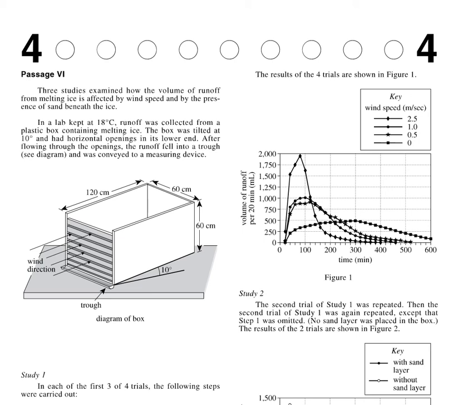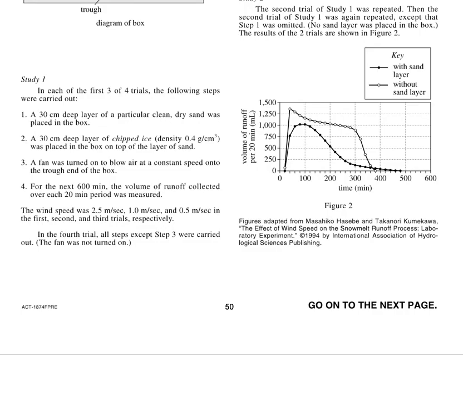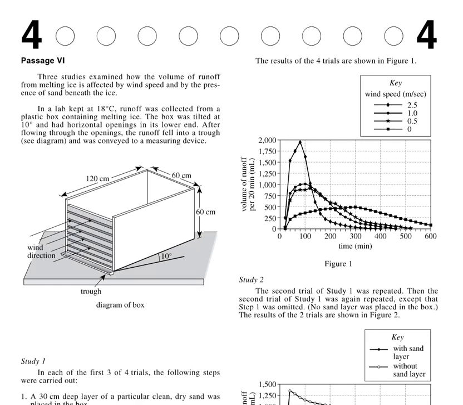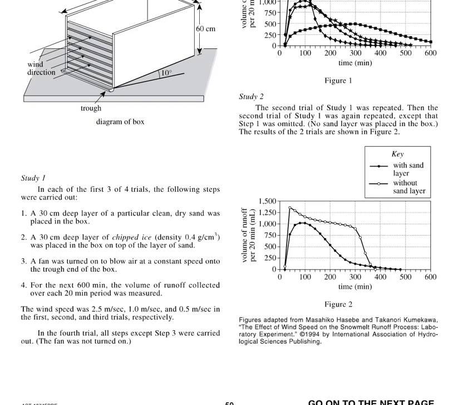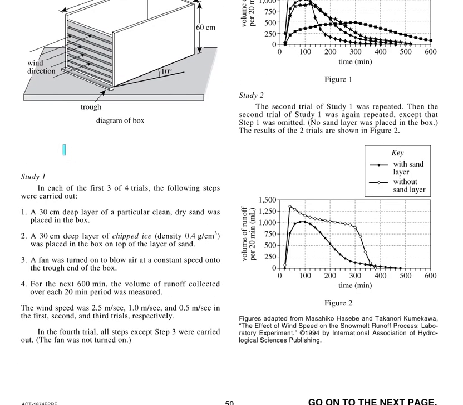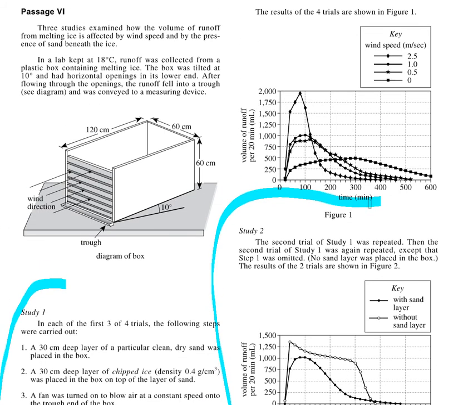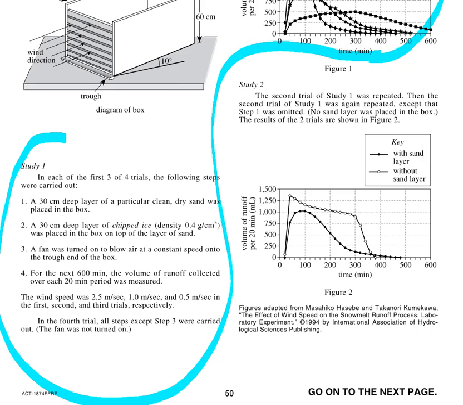In this passage, we're looking at a box that has some sand, some ice, and some wind. Study number 1 is all of this plus this graph, and study number 2 is this bottom part down here.